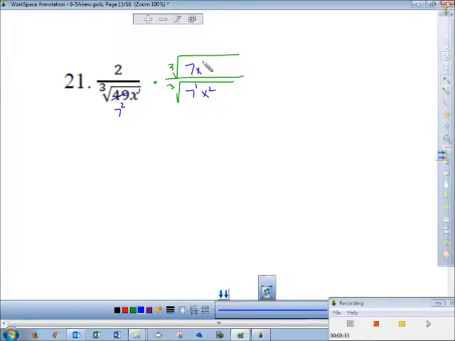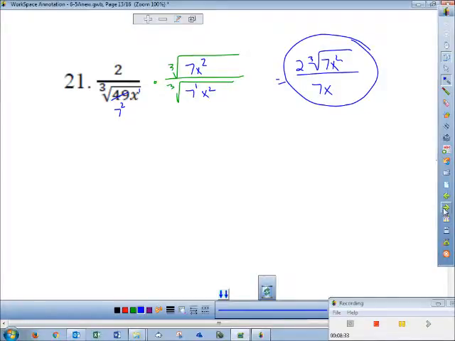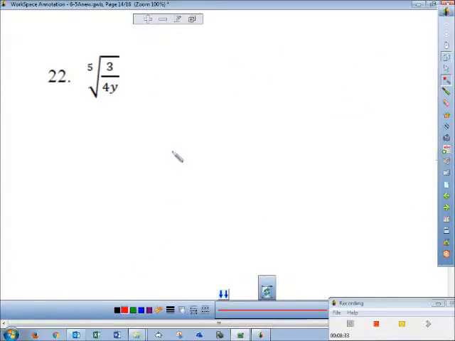So what do I got here? Whatever 7 to the first is, which is 7, and x squared. And I've got 2 cube roots of 7x squared over nothing but the base 7x, right? Because you'll get a 7 cubed out of that, you'll get an x cubed out of that, and you're cube rooting. Check to see if you can reduce. Cannot reduce. Another one here.